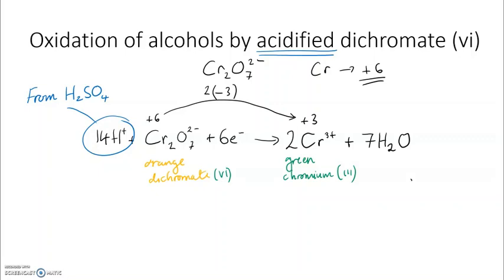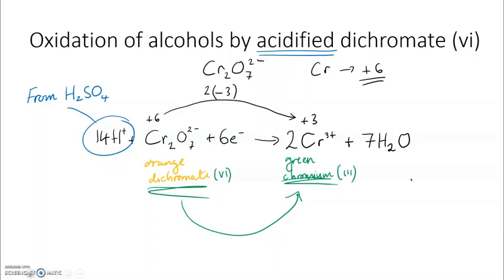So when this reaction is being carried out, when you've got your acidified dichromate(VI) mixed in with your alcohol and it's oxidizing the alcohol, a sign of the reaction is the transition of the orange dichromate(VI) into green chromium 3+ ions. So that's a nice change that you can observe.